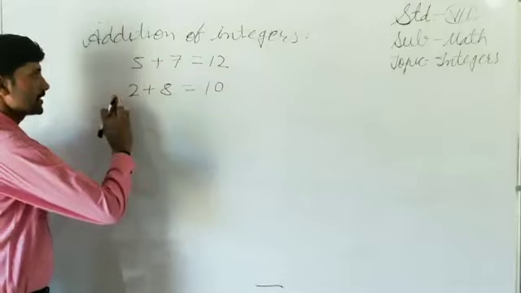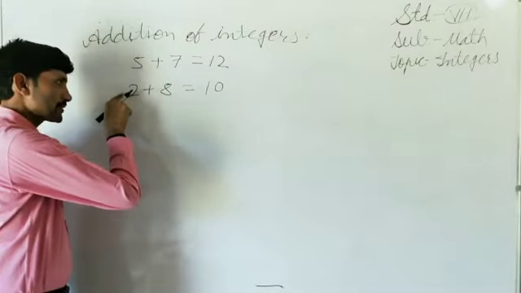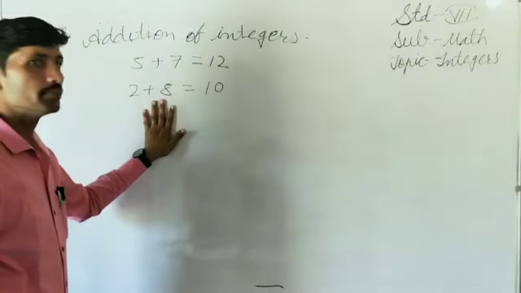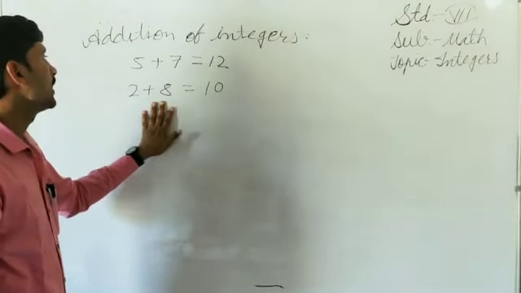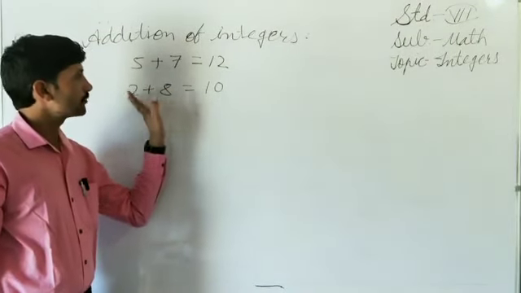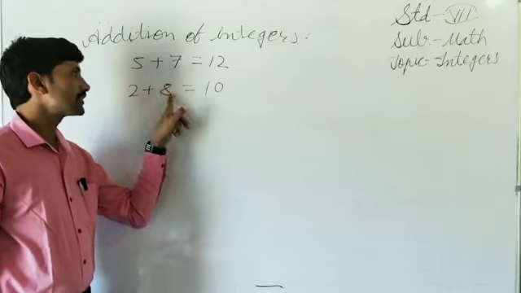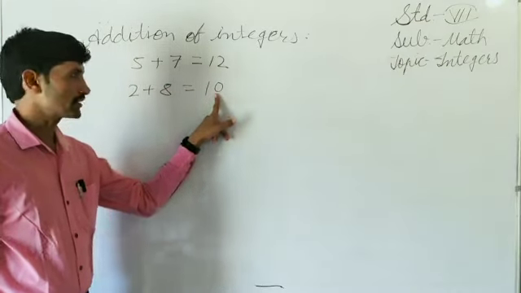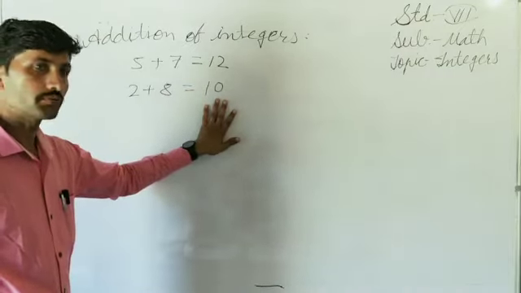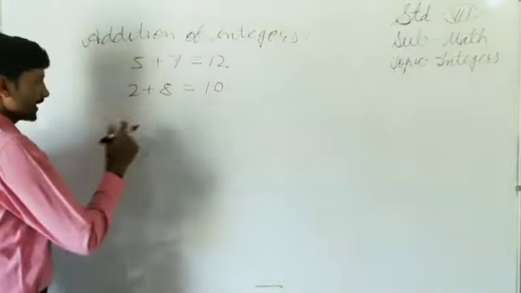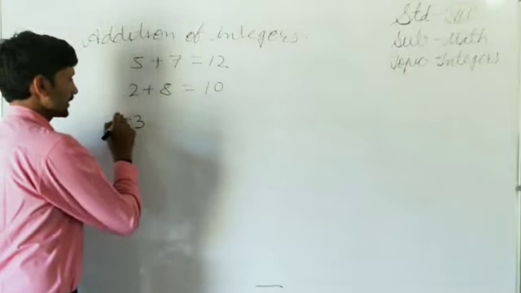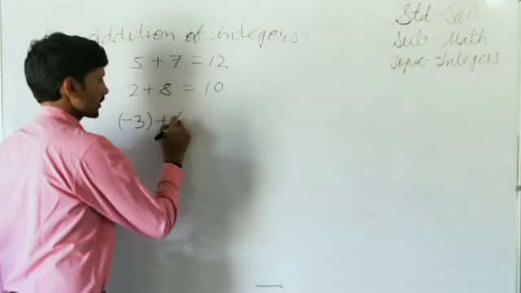No need to write plus. Here similarly, it is plus 2 and plus 8. Both the integers are of the same sign, so their absolute values will be added. The absolute value of 2 is 2, the absolute value of 8 is 8. So their addition will be 10, and whatever the sign of the integers, that will be the sign of the sum. Their sign is plus, so that's why the sign of their sum will also be plus. If we take any two integers, one of them is negative, the other is also negative, for example.